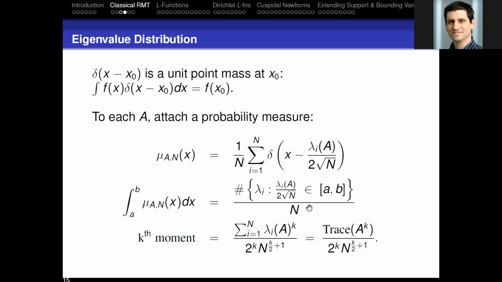Next. One way to understand this density is to calculate its moments. The kth moment is integrating x to the k times the density. Well, x to the k is a normalized eigenvalue, divided by 2 root n, to the kth power. We'll talk more about this later, but the sum of the eigenvalues to the kth power is just the trace of A to the k. So we actually have a hope of understanding this. Then we multiply by the probability we chose the matrix A, and integrate over all such matrices.